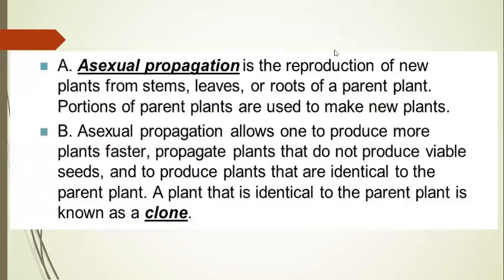Asexual propagation is a reproduction of new plants from stems, leaves, or roots of a parent plant. Portions of parent plants are used to make new plants. Asexual propagation allows one to produce more plants faster, propagate plants that do not produce viable seeds, and to produce plants that are identical to the parent plant. A plant that is identical to the parent plant is known as a clone.